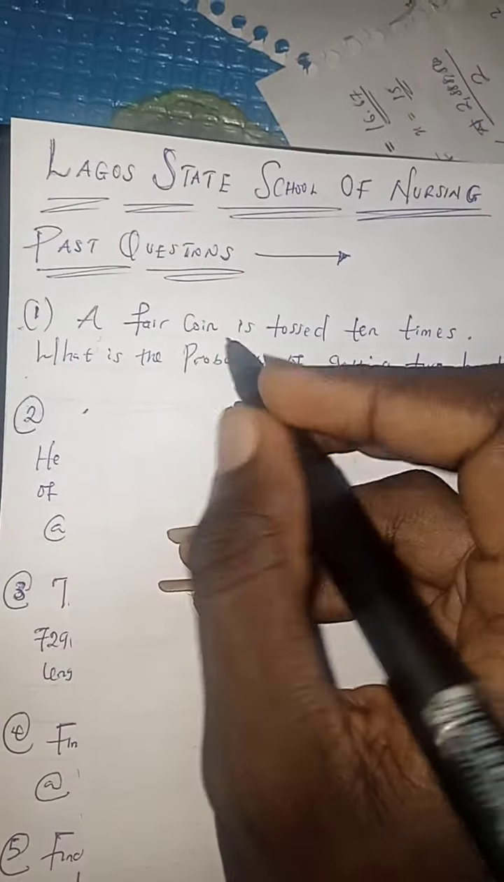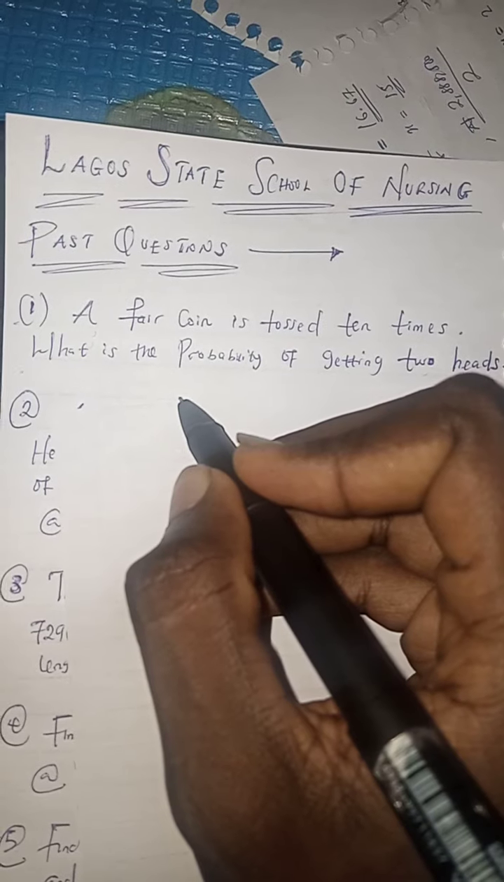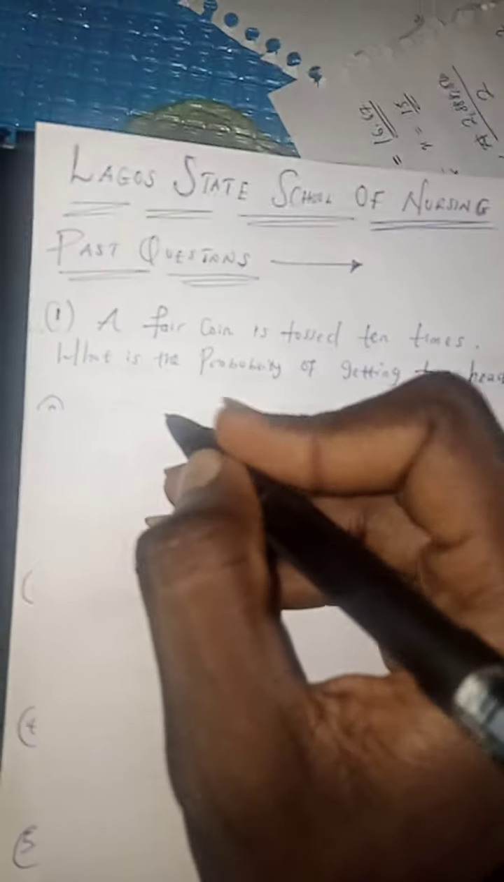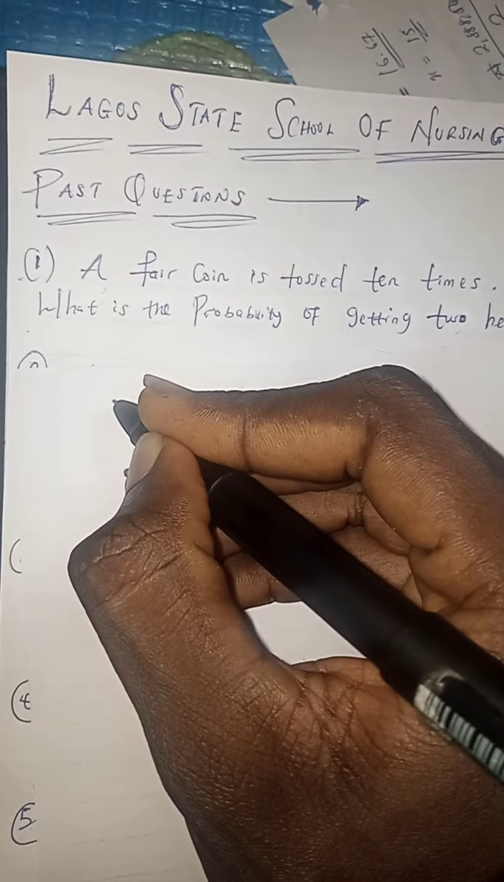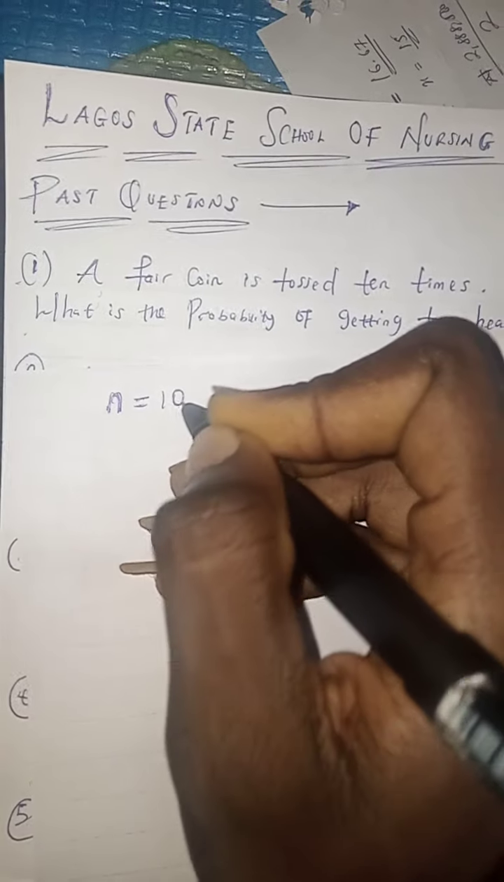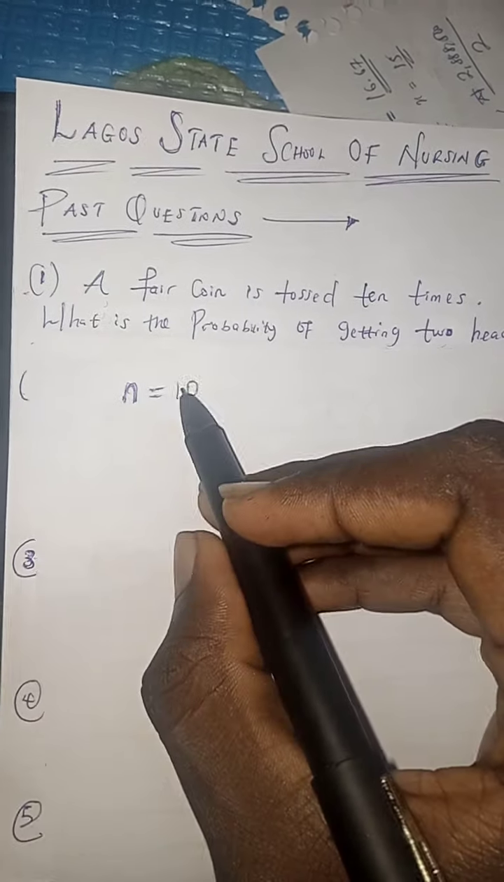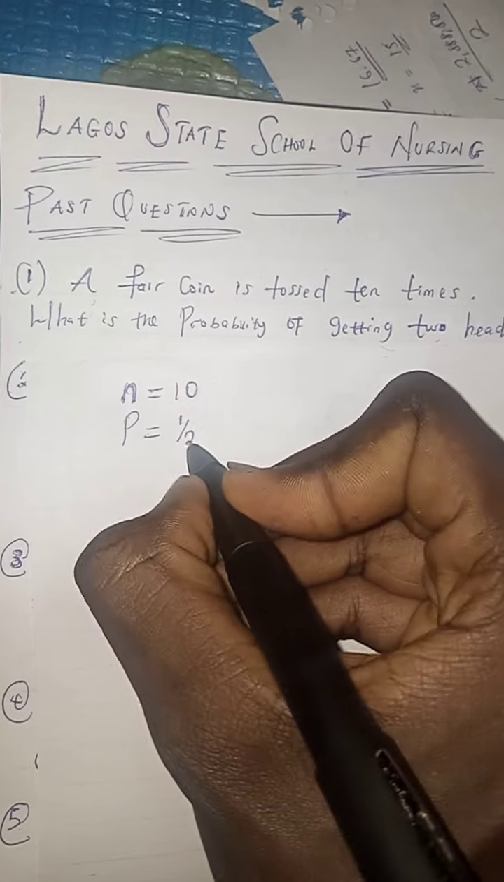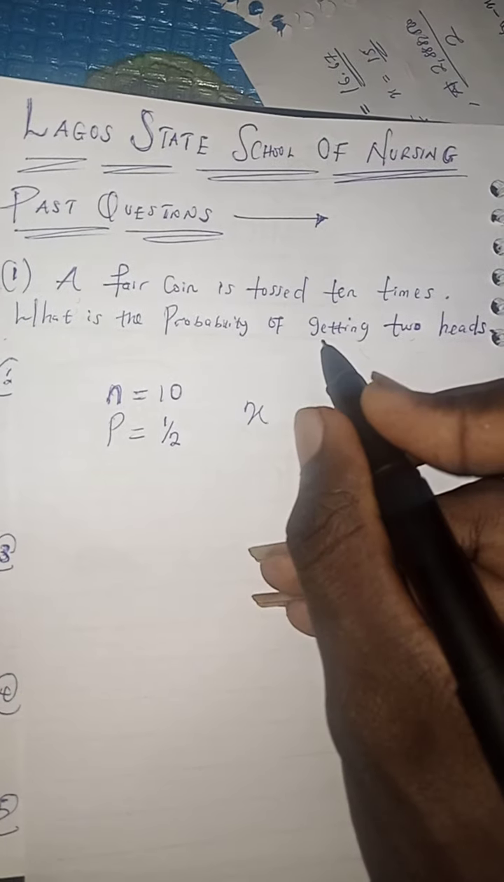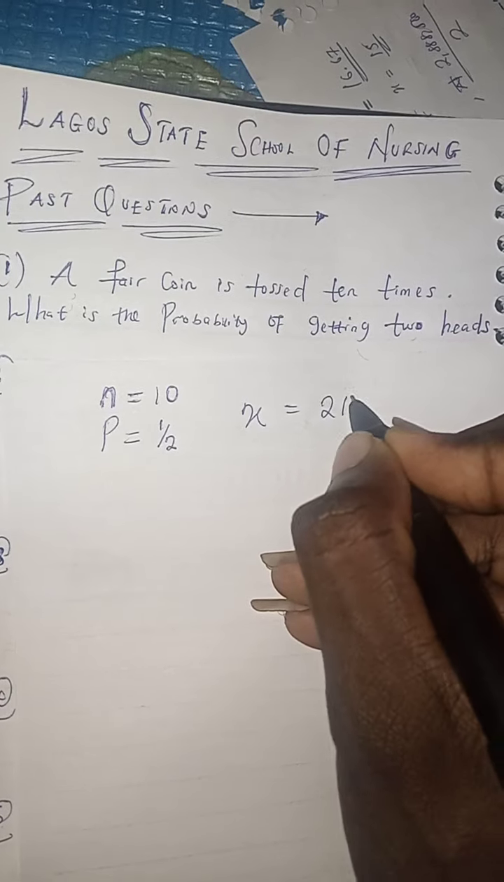To work with something like this, you can't solve it without using a calculator. You usually need a calculator, no matter how it is. Here, if a fair coin is tossed 10 times, n is the number of trials, which is 10. And we all believe that if you toss a coin, the probability of getting a head should be 1/2, right?